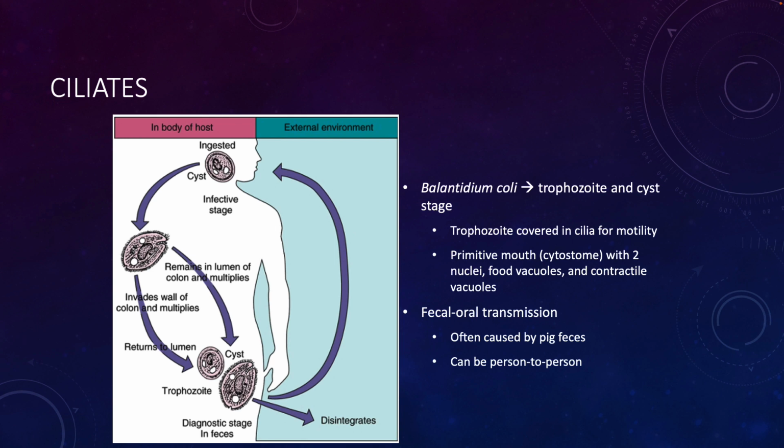One of the ciliates that's relatively common to look at, or a group of the ciliates that are common to look at, are like paramecium. So it may look a little bit similar to paramecium under the microscope. So this is a fecal oral infection, often caused by something contaminated with pig feces, though it can be spread person to person as well. So good hygiene is always important.